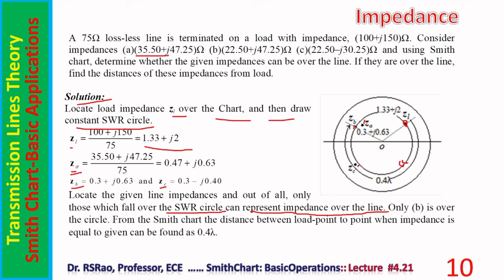Now to find the location of the impedance ZB, we can measure the distance between ZL and ZB clockwise. Clockwise means source side. From the Smith chart, the distance between the load point and the point where the impedance is equal to the given one can be found as 0.4 lambda.